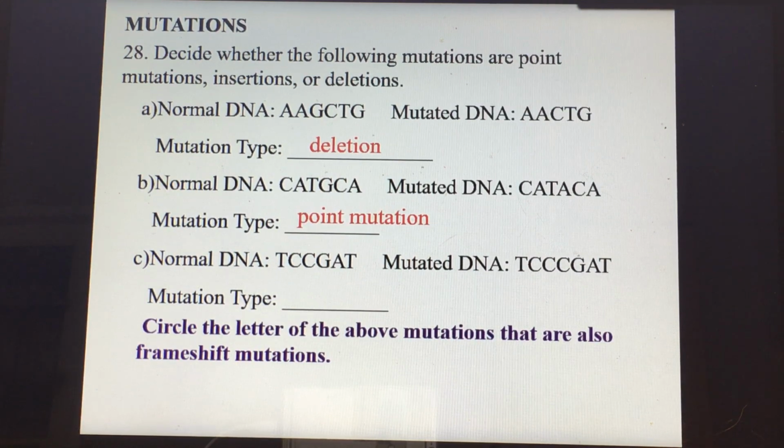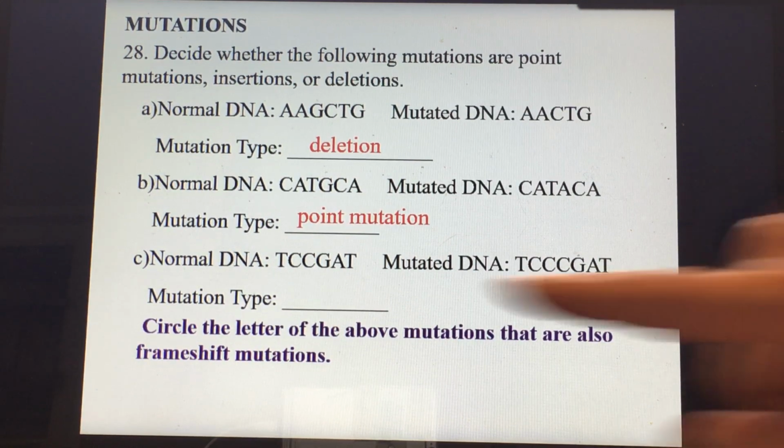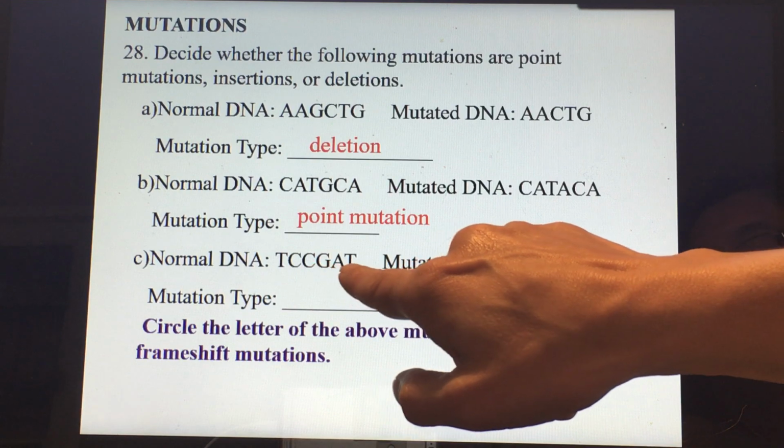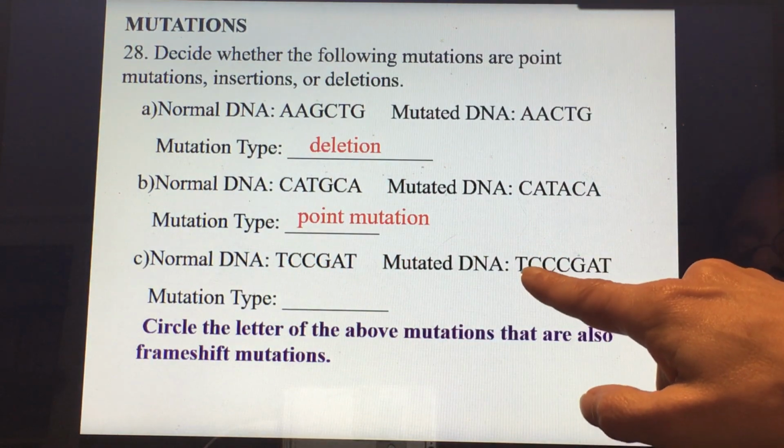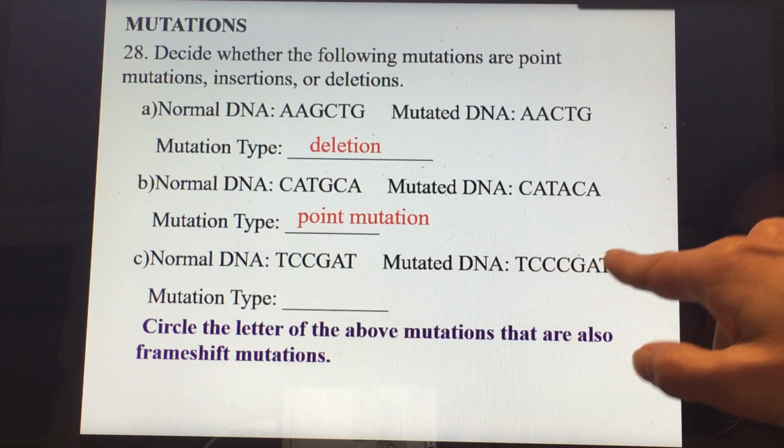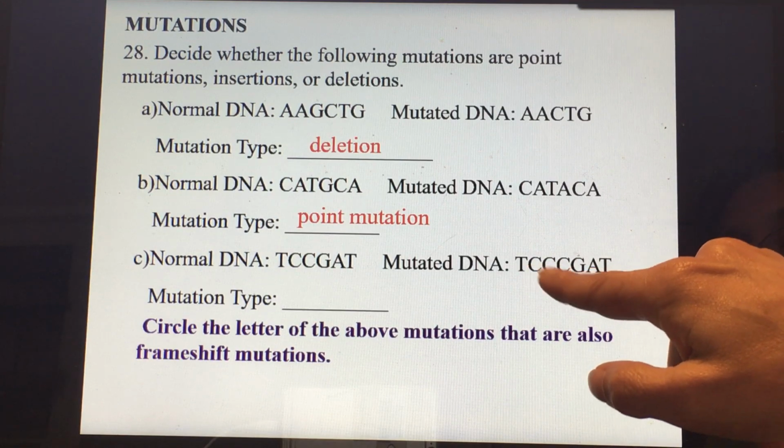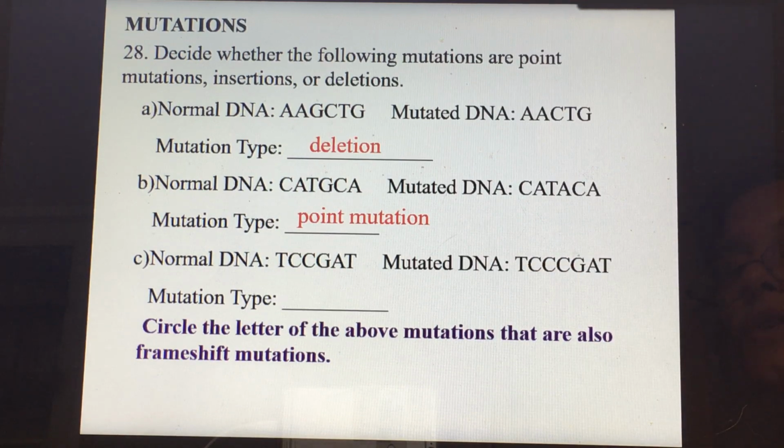And in example C, we have TCCGAT, and now we have TCCCGAT. So now we have an extra cytosine in here. So we have a new extra nitrogen base, so that's an insertion.